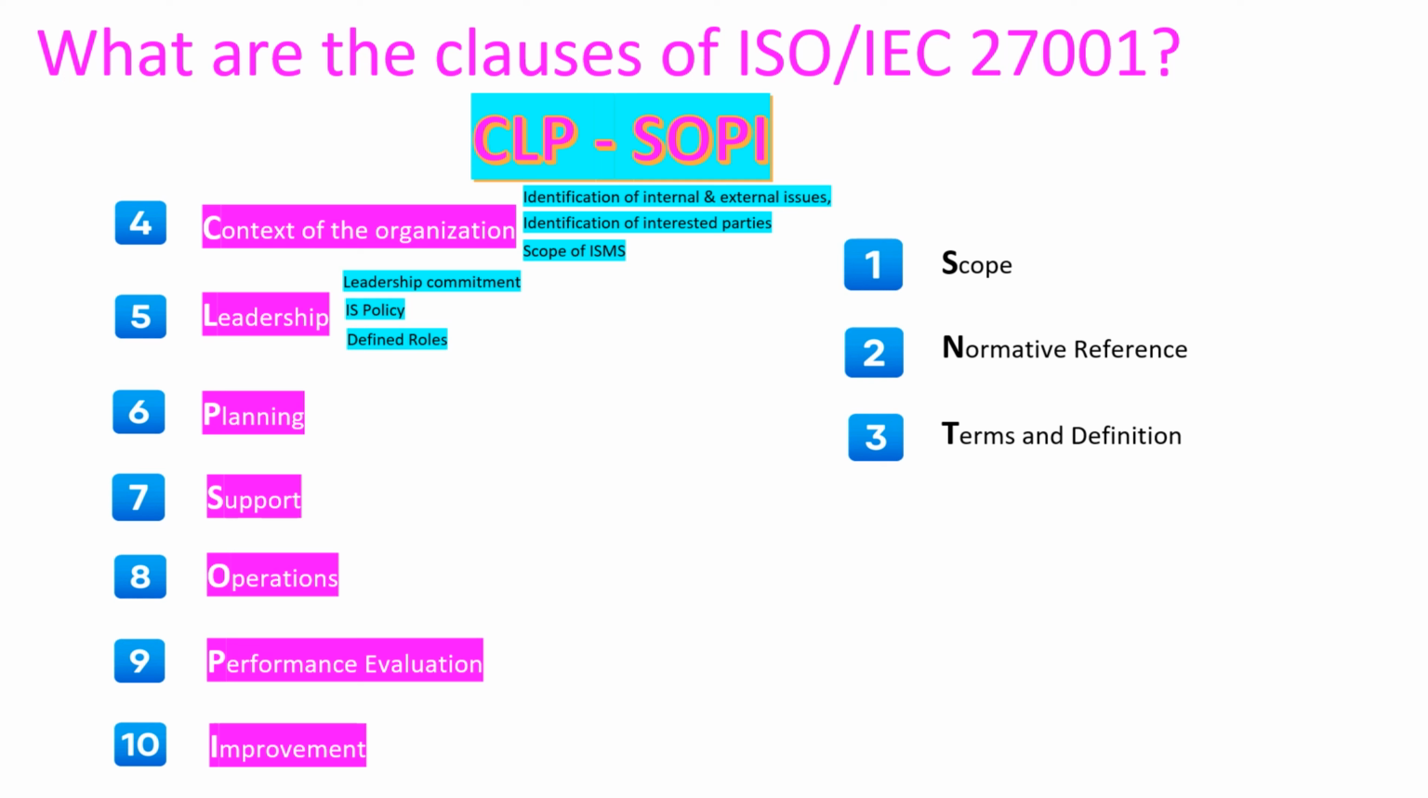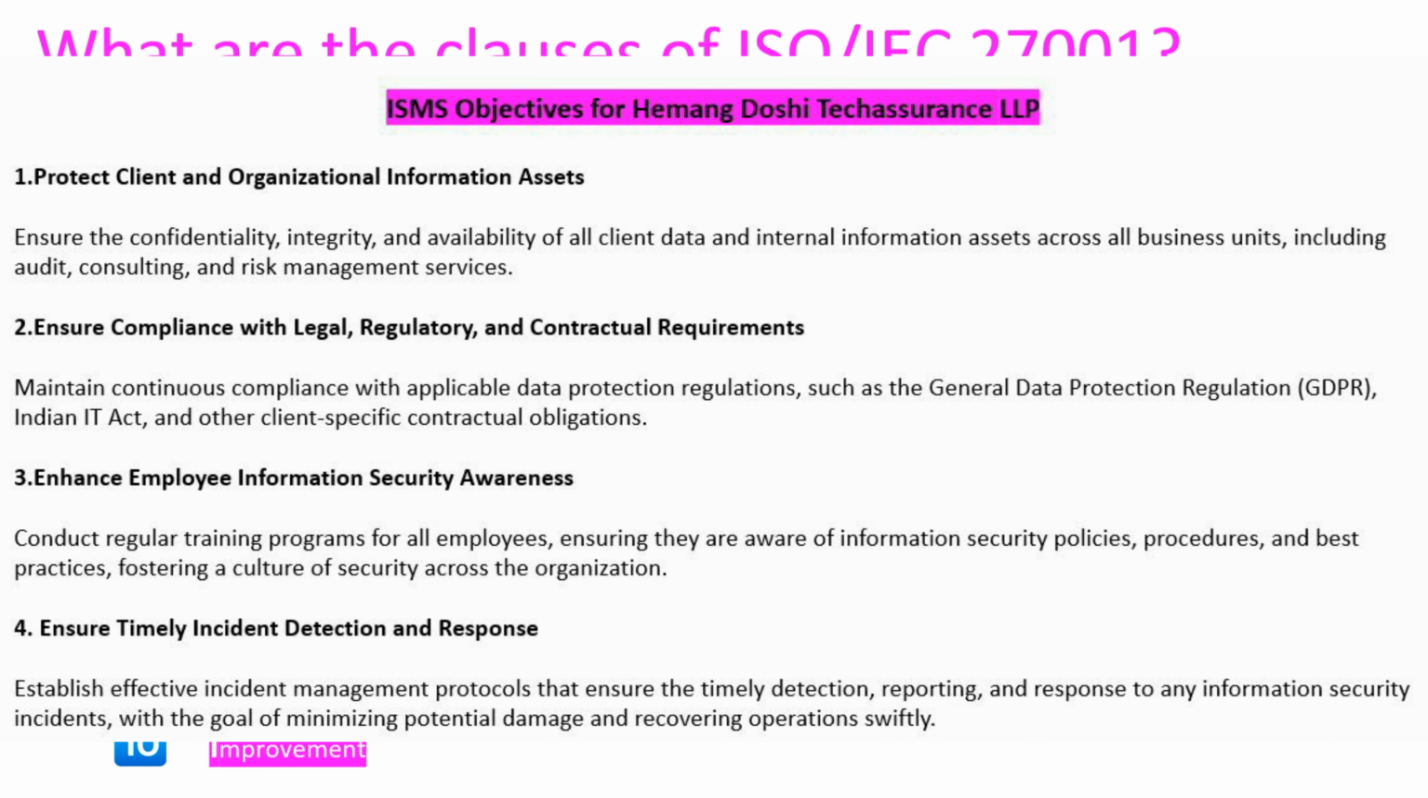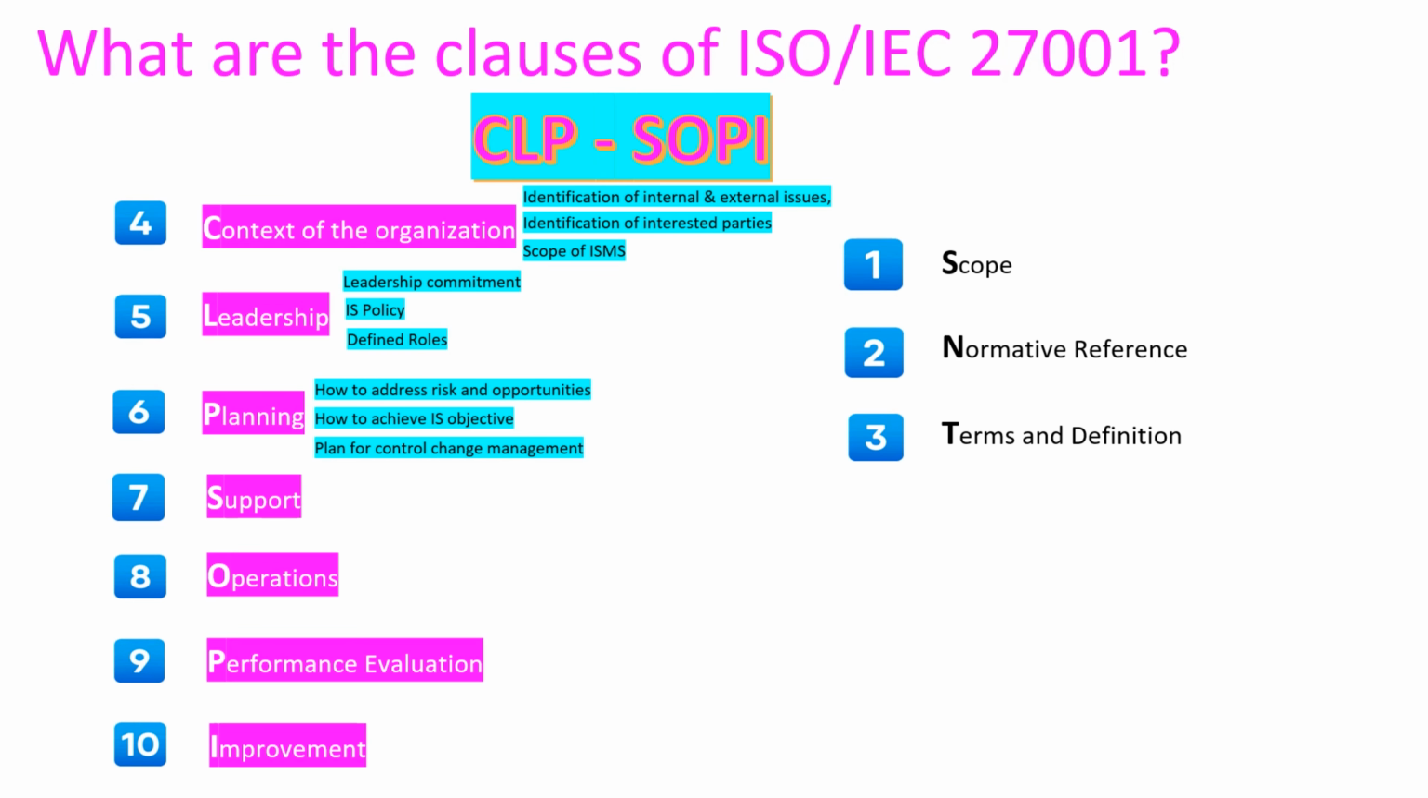The next clause is about planning. It requires that the organization must identify and assess the risk to information security and develop a risk treatment plan to address the identified risk. It says to establish measurable information security objectives that are aligned with the ISMS policy, and plan for changes that can affect the ISMS and identify opportunities for improvement.